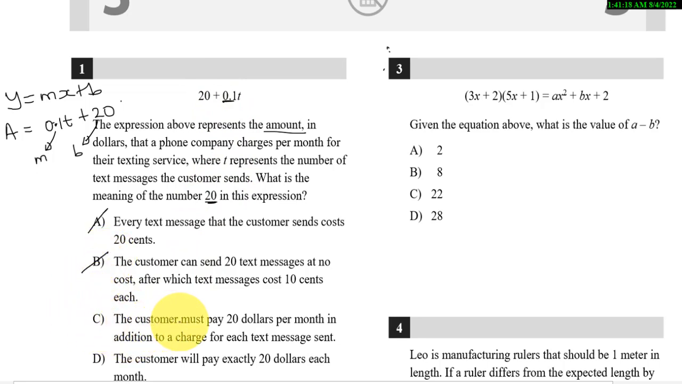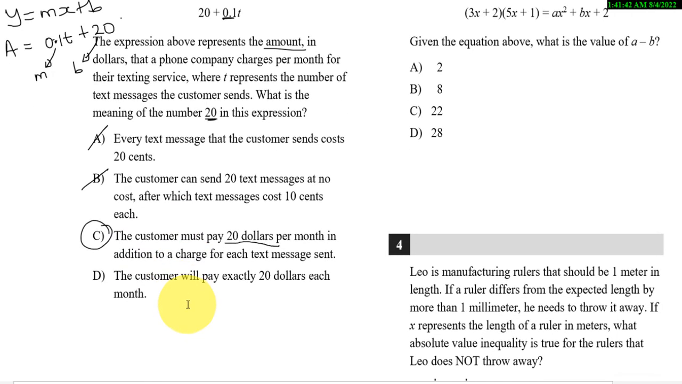Then part C, the customer must pay $20 per month in addition to a charge for each text message sent. That is true. The answer is going to be C, since you can see that indeed this represents an initial amount paid in addition to a charge for each text message sent. So after you have gotten the answer, most of the time you would not need to check the other options, but just for safety you can read through.